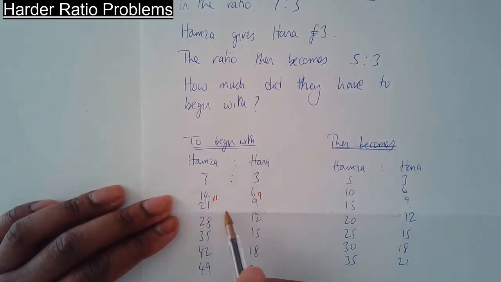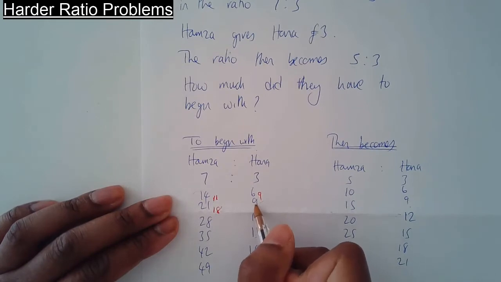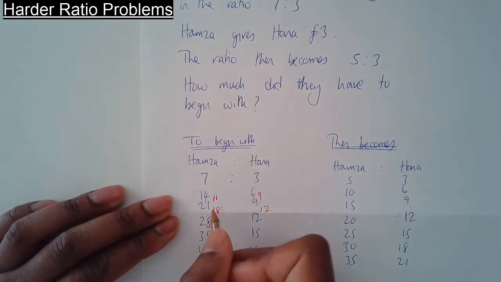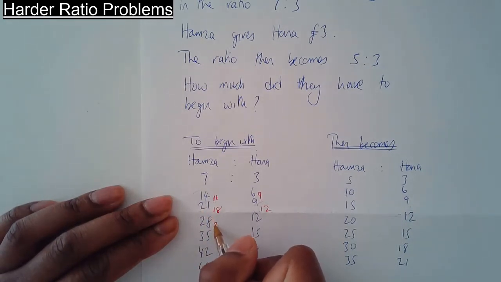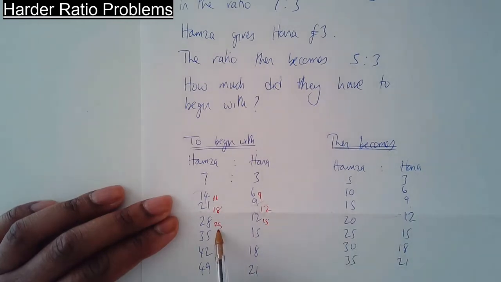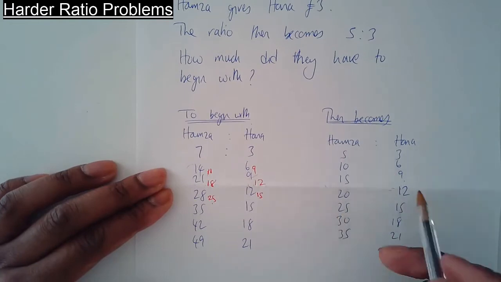Right, let's try with the next one. Take 3 away from 21, you'll get 18. Add the 3 to the 9, that'll be 12. Do we have 18 and 12 in this list? No. Try the next one. Take away 3 and then add 3. 12 add 3 is 15. Do we have 25 and 15 in this list? Right here.